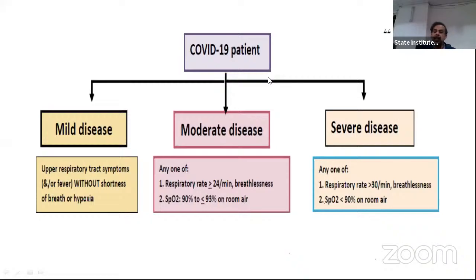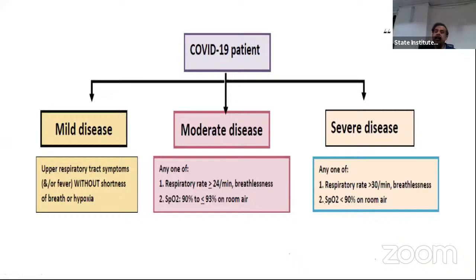So coming to the ministry guideline, we have three categories of patient: mild, moderate, and severe. Mild patients have only upper respiratory tract symptoms like sore throat, running nose, sneezing, or anosmia, alteration of smell and taste. There may not be fever, but definitely they will not have shortness of breath, and their saturation would be normal.